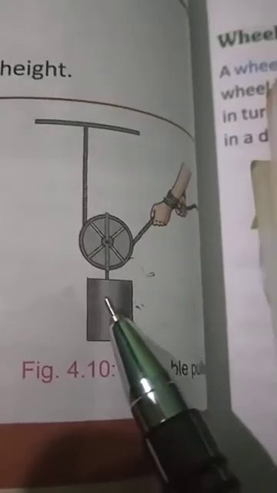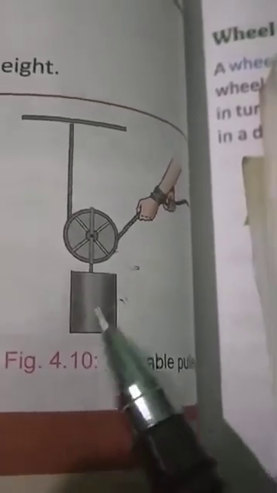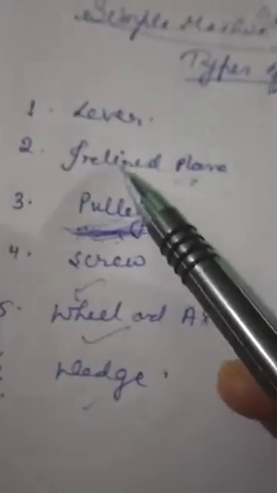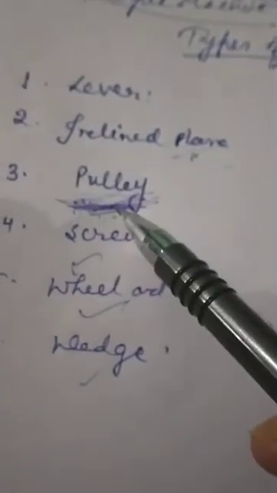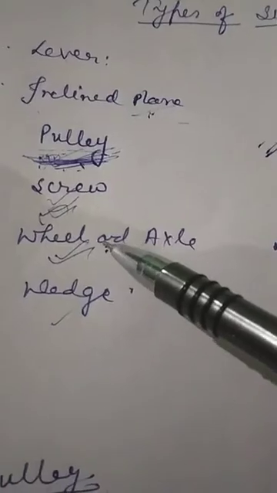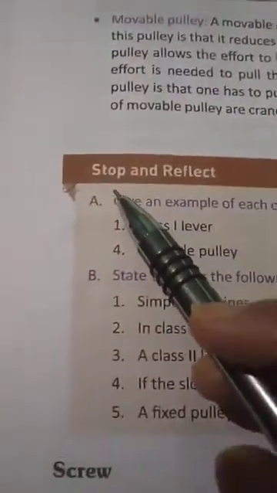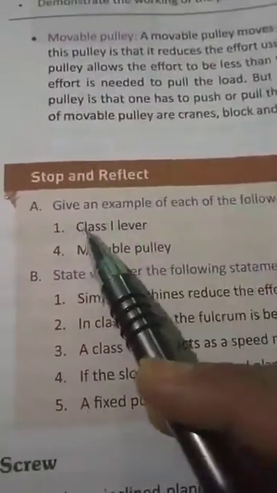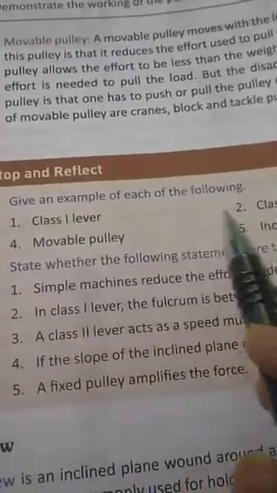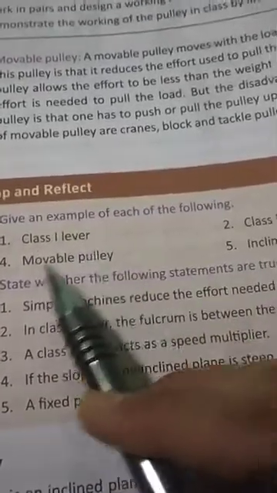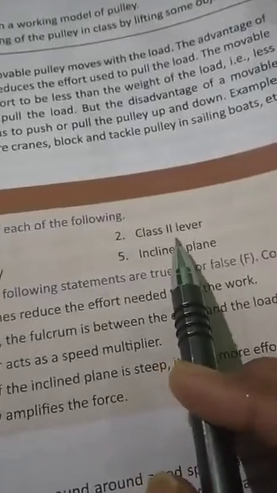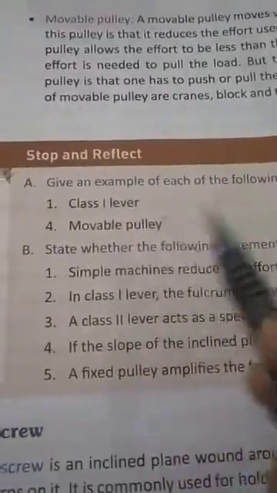Okay. So I hope, students, inclined plane and pulley, which I discussed today, these two topics are clear to you. Next day I will discuss the screw, wheel and axle. But before that I want to give you some homework. It is in your book only. Stop and reflect. These are simple questions. Give an example of each of the following. Class 1 lever, movable pulley. Class 2 lever, inclined plane. For all of these, you have to write one example.